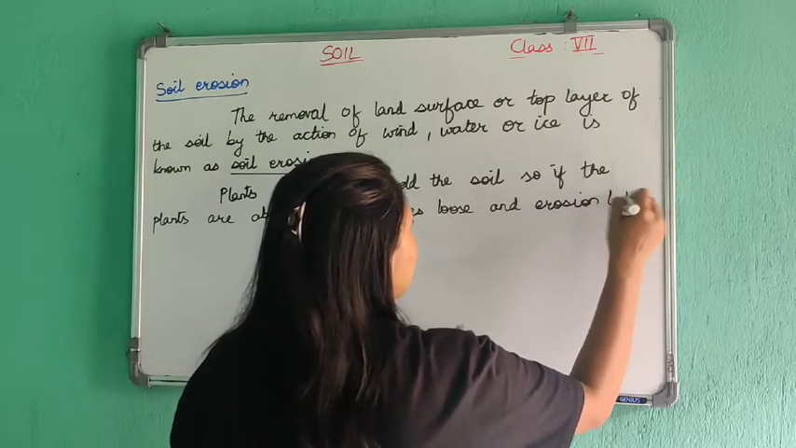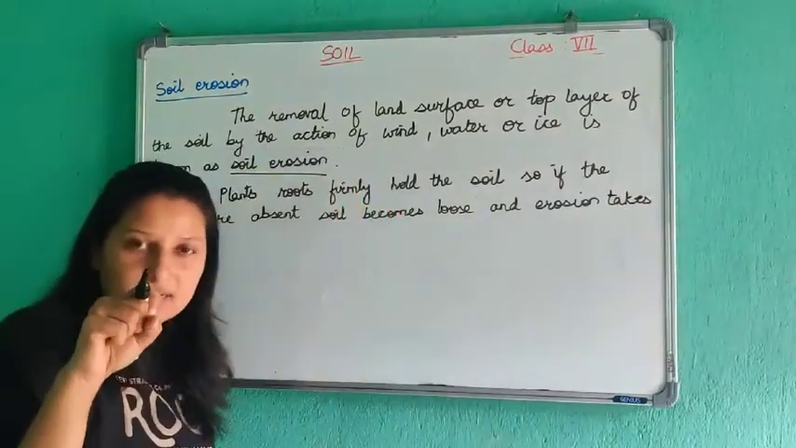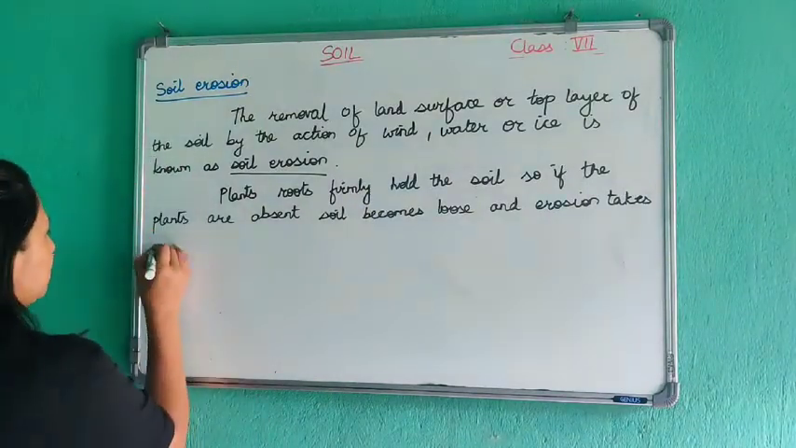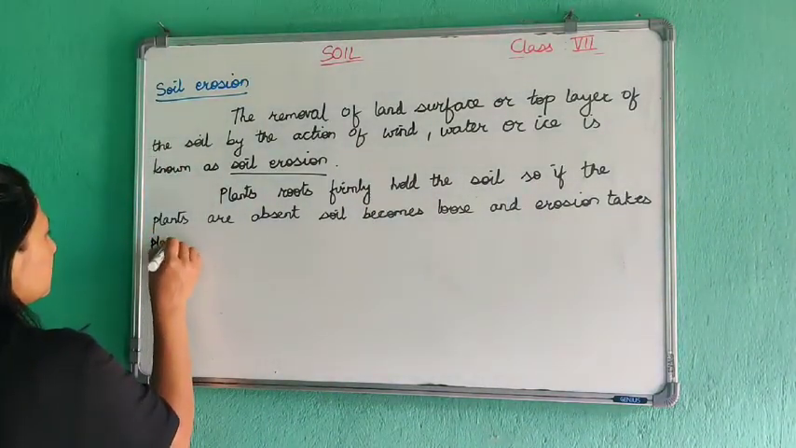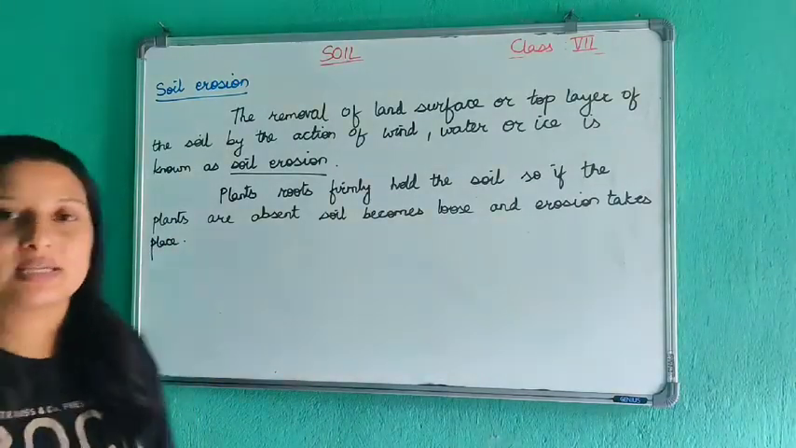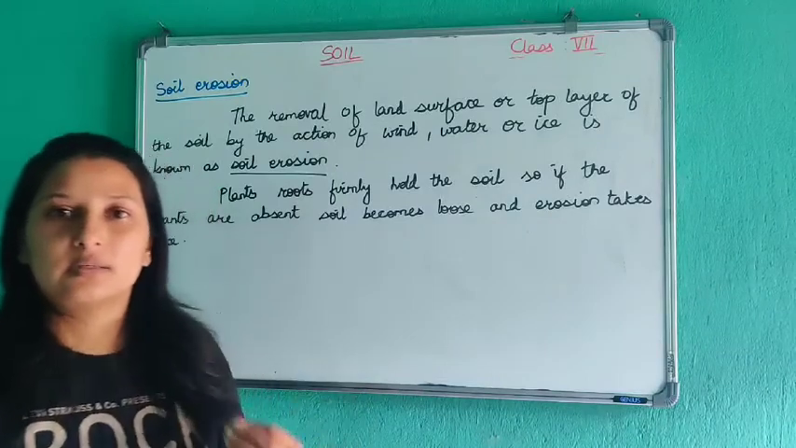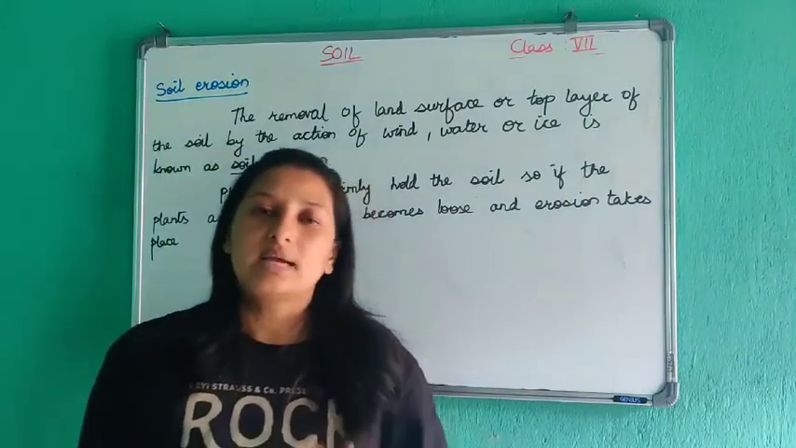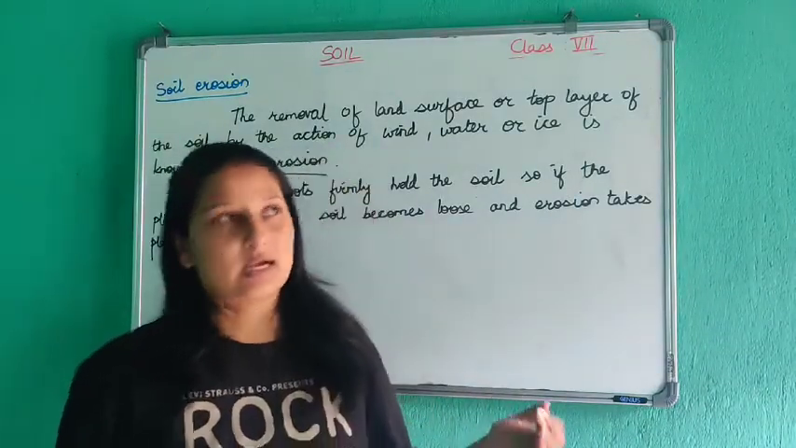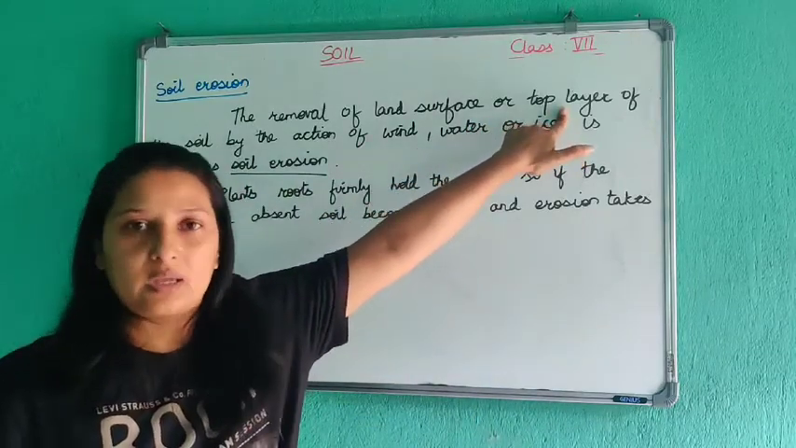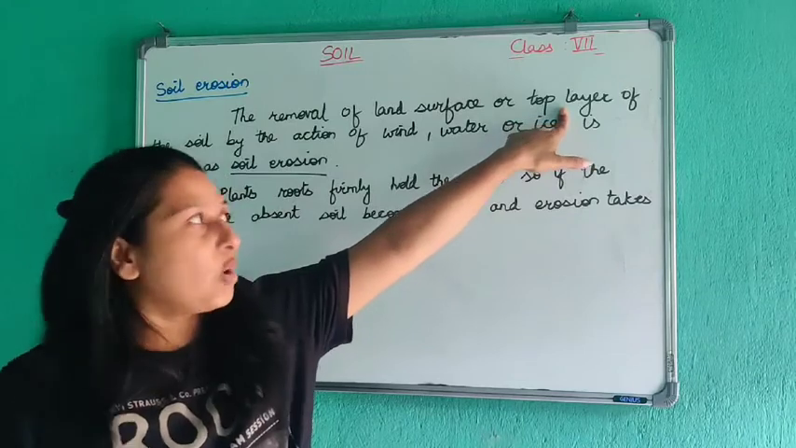Because the roots of the plants hold the soil nicely. If there are no plants, what happens? Erosion happens. Okay? So if erosion takes place in excess, then the land can also become desert. Desert is land where plants cannot grow. As said before, in erosion the top layer of the soil is washed away. It is blown away or washed.